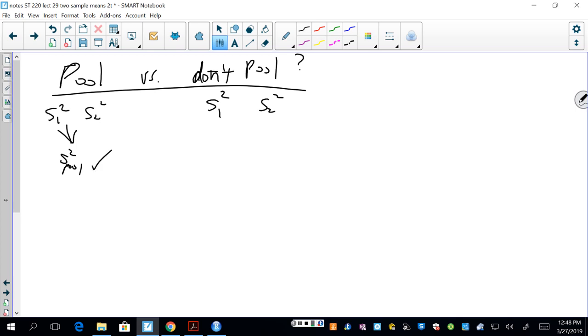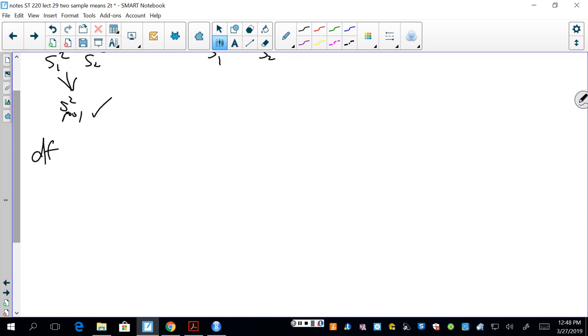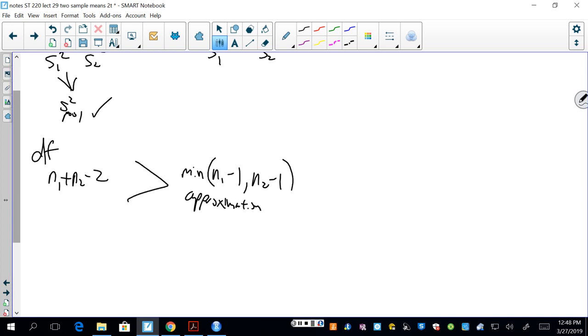So generally, this should be a superior estimate if the variances really are the same. It's better to use both of them for one thing versus two separate things. In terms of degrees of freedom, this one uses n1 plus n2 minus 2, and this one either uses the smaller of the two things here or an approximation. The approximation degree of freedom is just going to be smaller than that one. So this is the bigger degrees of freedom.